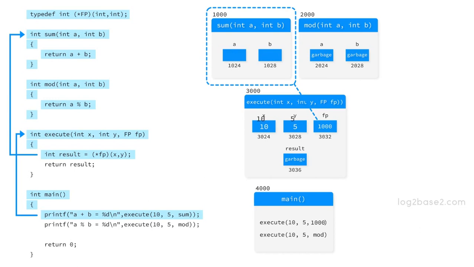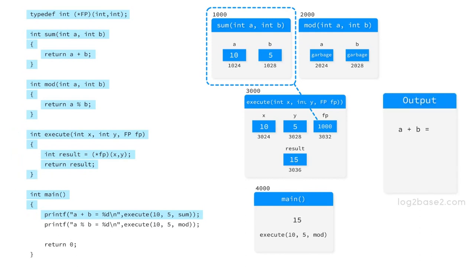There 10 and 5 will be stored in a and b, and a plus b, that is 10 plus 5 equal to 15, is returned to the calling function execute and stored in the variable result. And this result is returned to the calling function main and will be printed on screen. So we get the output a plus b equal to 15.